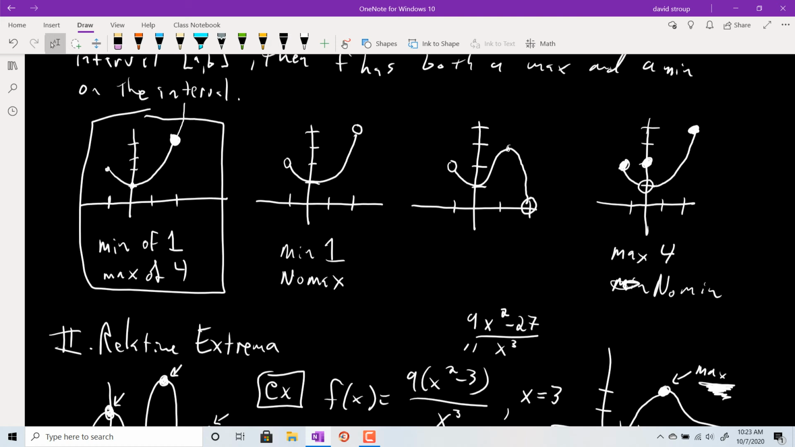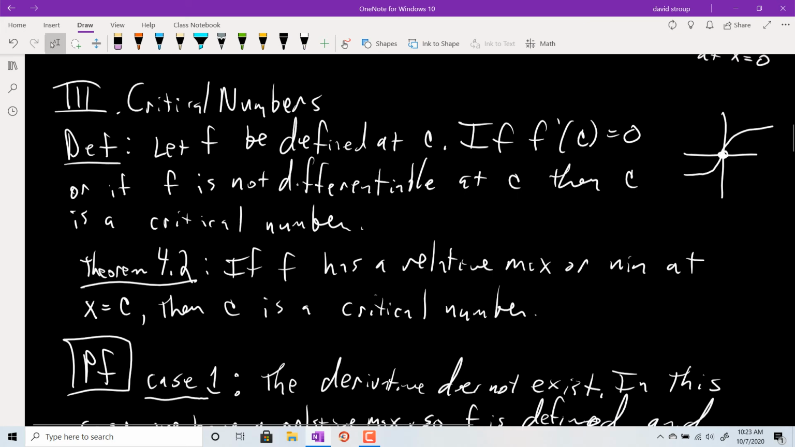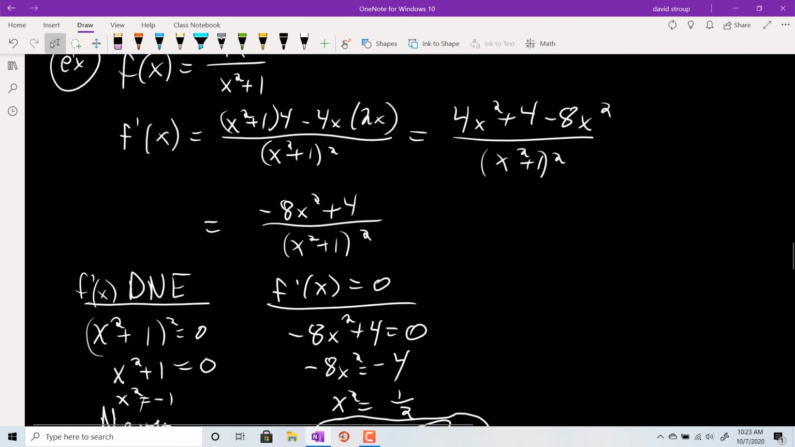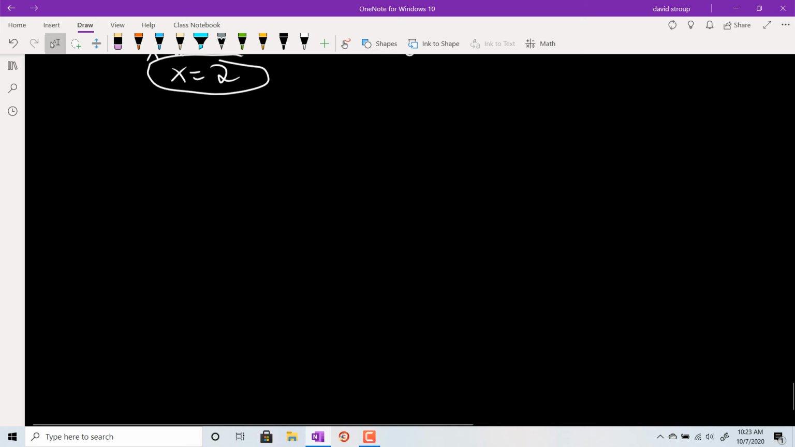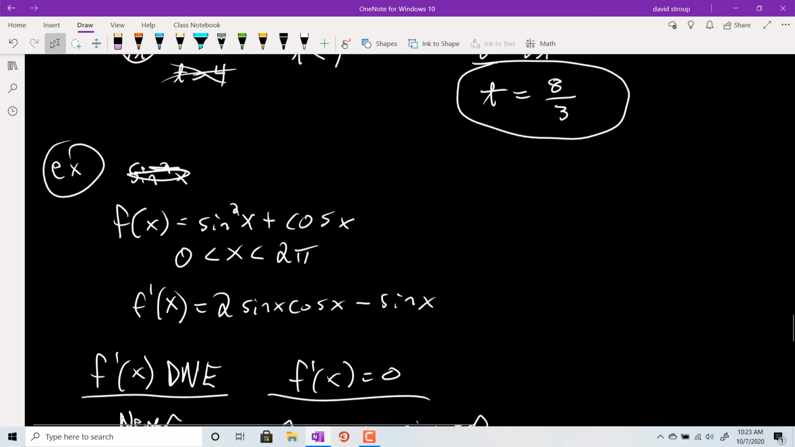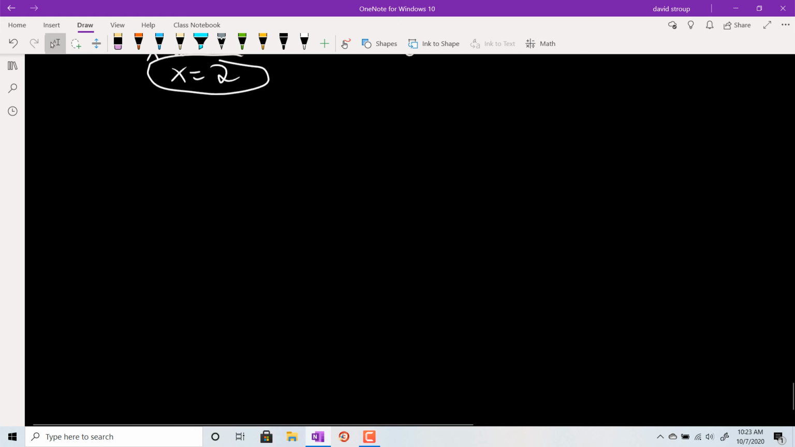So if you're working on a closed interval, it's not enough just to look at the critical numbers. We're going to need to look at the endpoints as well. Again, the magic of the critical numbers is that it leads us to where we think the max and mins are. But that might not always be the case, and especially on a closed interval, it won't even give you the max and min all the time.